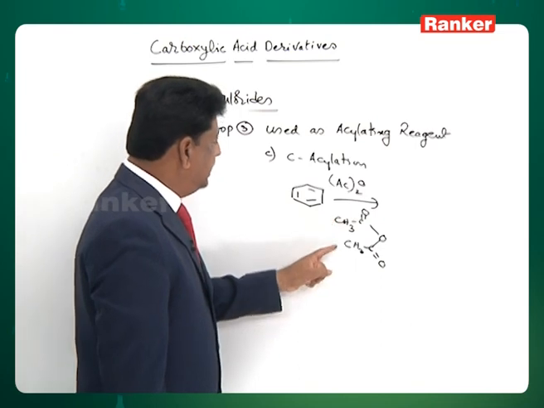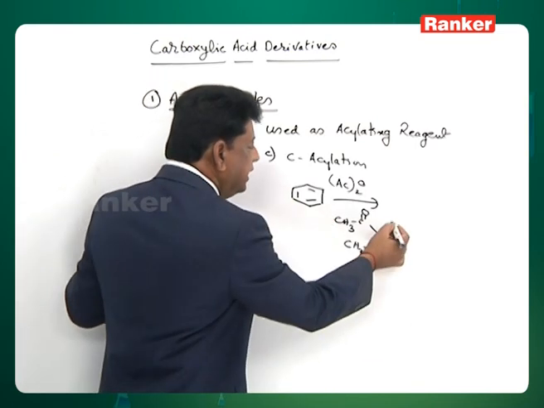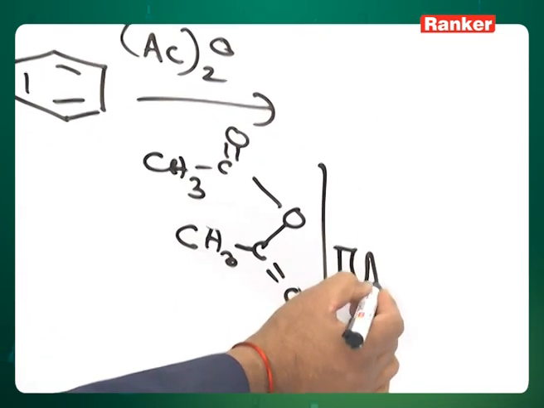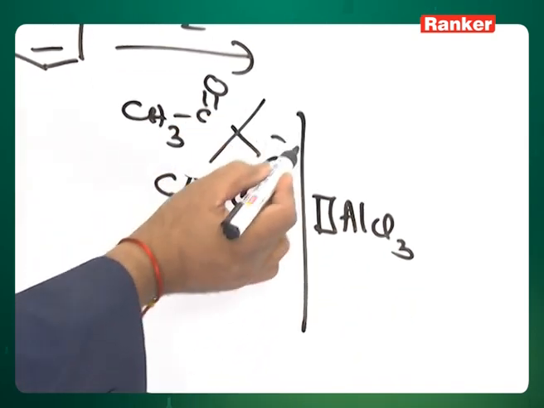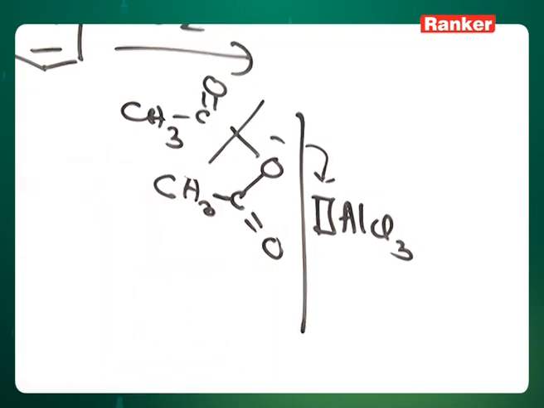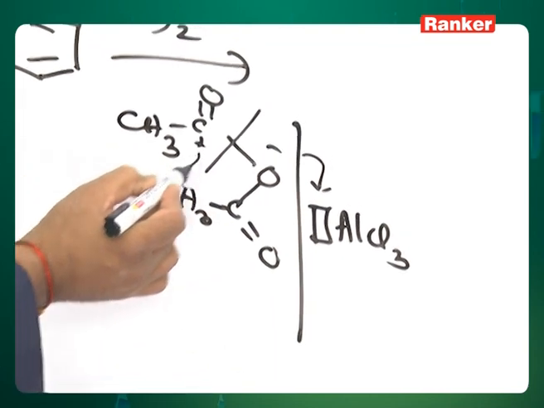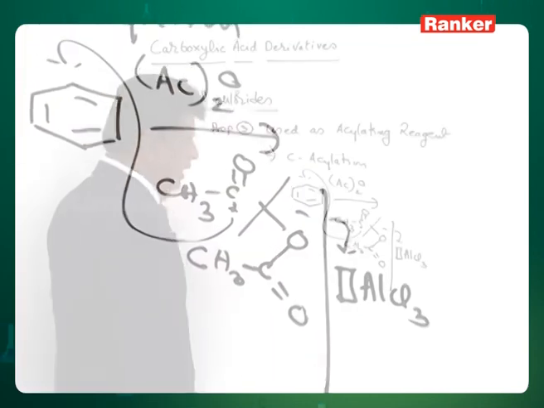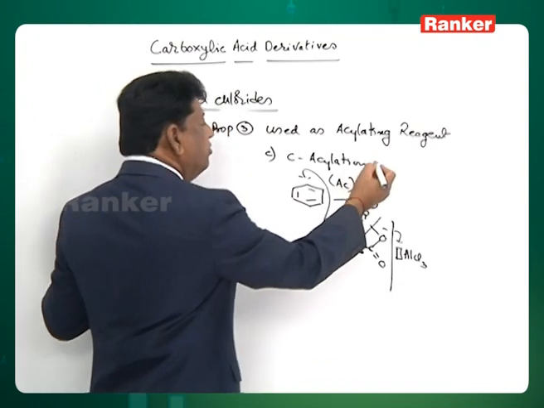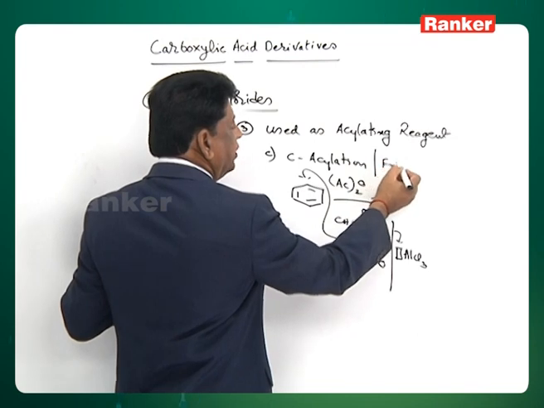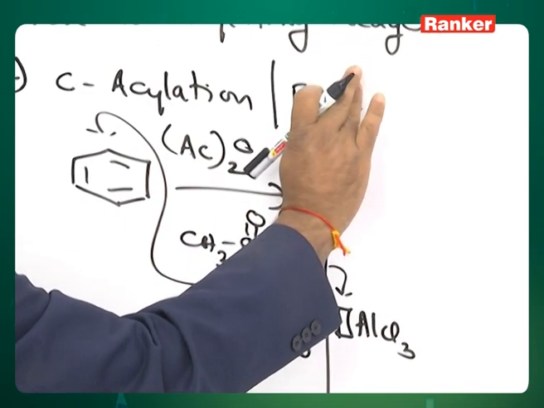So, when acetic anhydride is treated with benzene in the presence of some Lewis acid like anhydrous aluminum chloride, the acetate anion will be held with this aluminum chloride. This carbocation generated attacks as an electrophile. So, this is an electrophilic substitution reaction known as Friedel-Crafts. Friedel and Crafts.